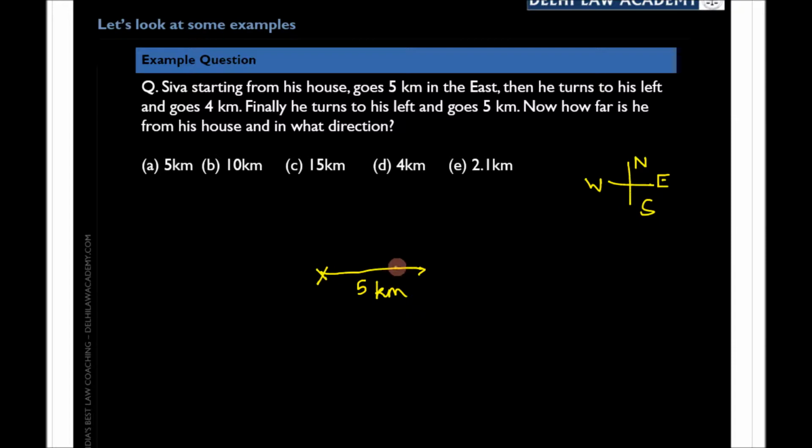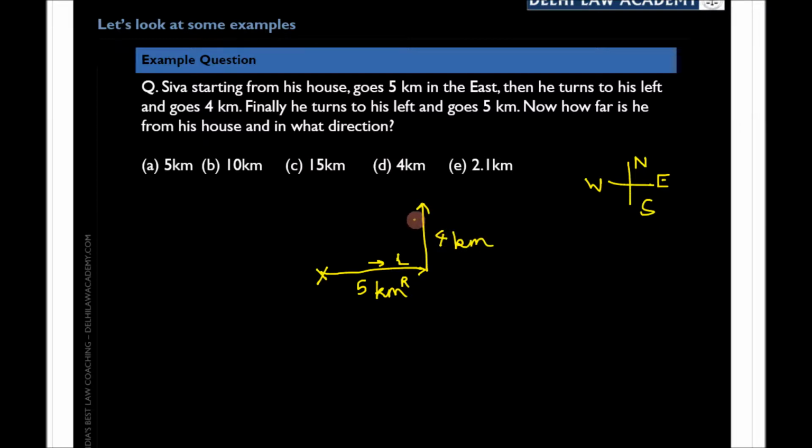When somebody is going east and turns to the left, that means they're heading north, right? Because left is this side, right is this side. So when they're turning left, they're heading north. We are told that he turns to his left and goes 4 kilometers. So he moves north, and he goes 4 kilometers in this direction.